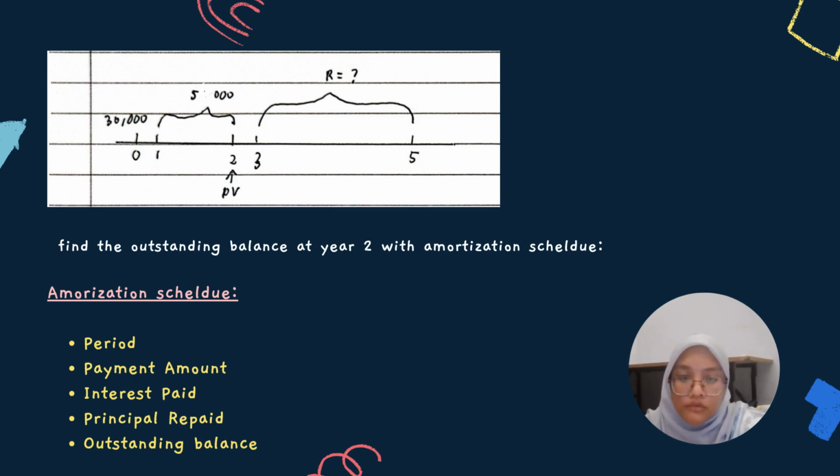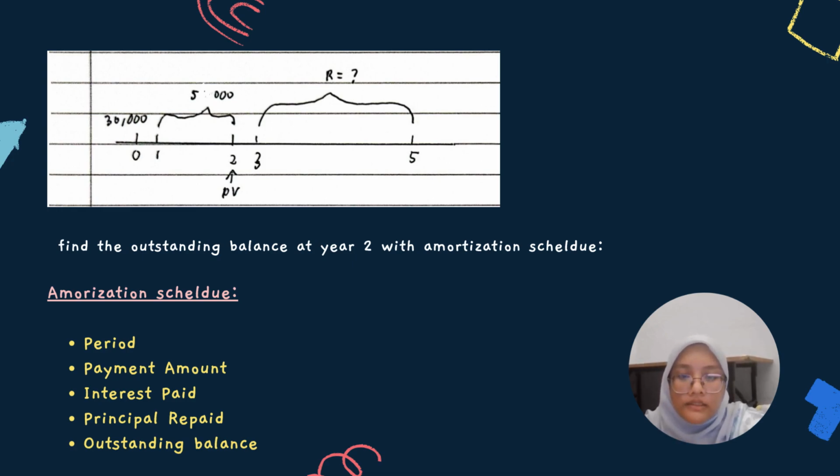Right at the end of year 2, you will notice an arrow pointing up labeled as PV. This represents a critical point in our calculation. The outstanding balance left at this exact moment will act as the new present value that needs to be fully paid off during the second stage. This final phase spans from year 3 to year 5, where we need to find the new larger level annuity payment labeled as R. To find that precise outstanding balance at year 2, we are going to build an amortization schedule. As listed below, our schedule will track 5 key components period by period.